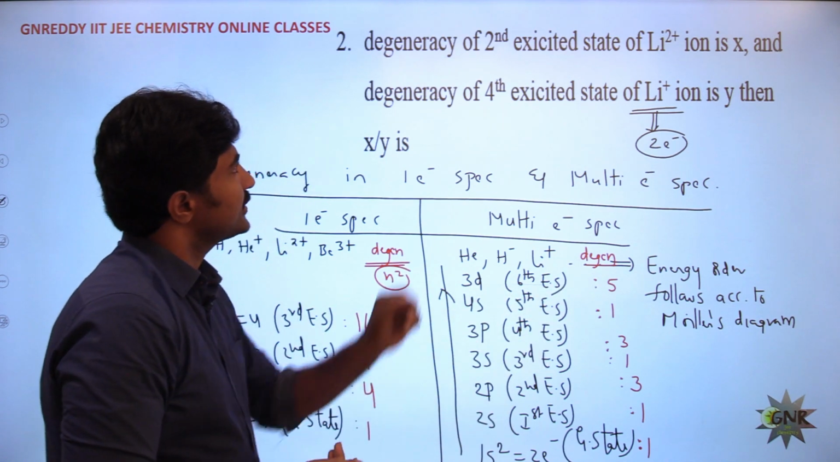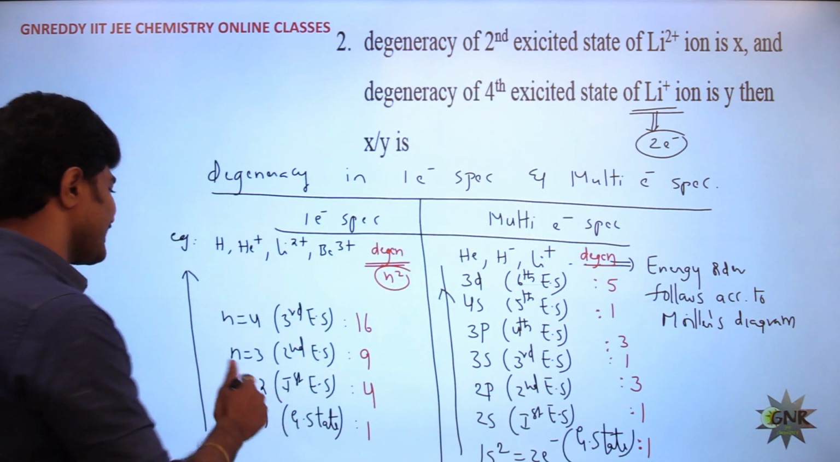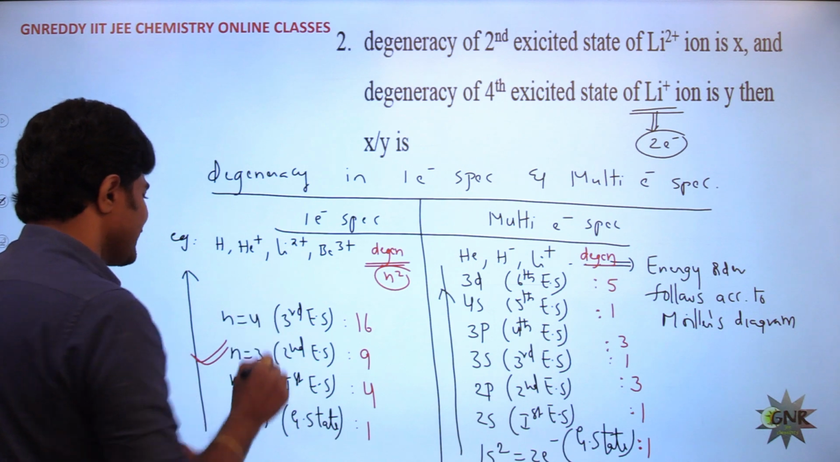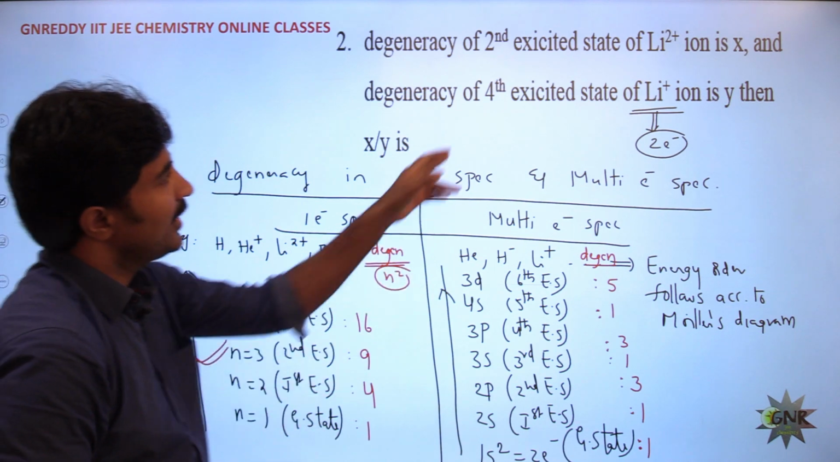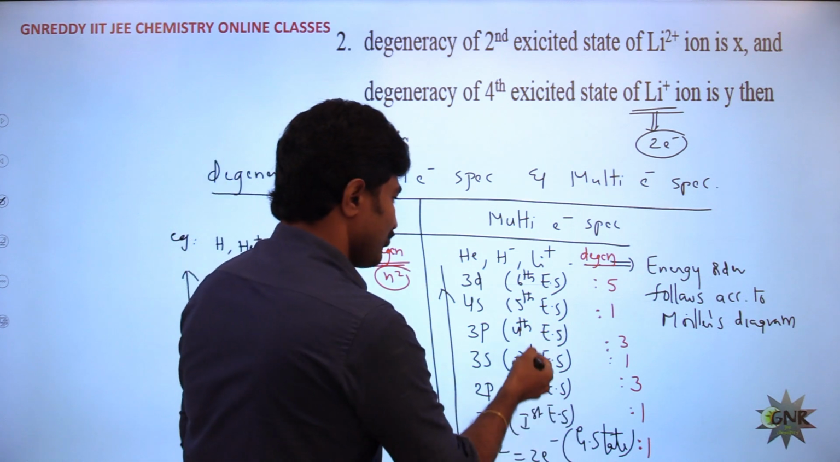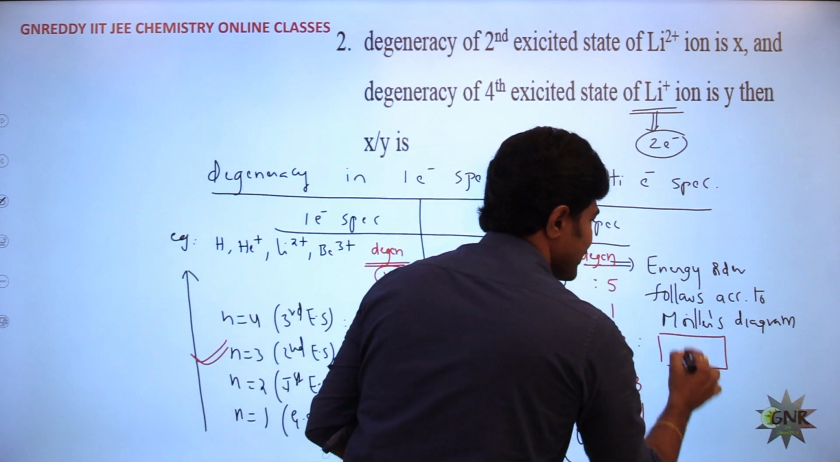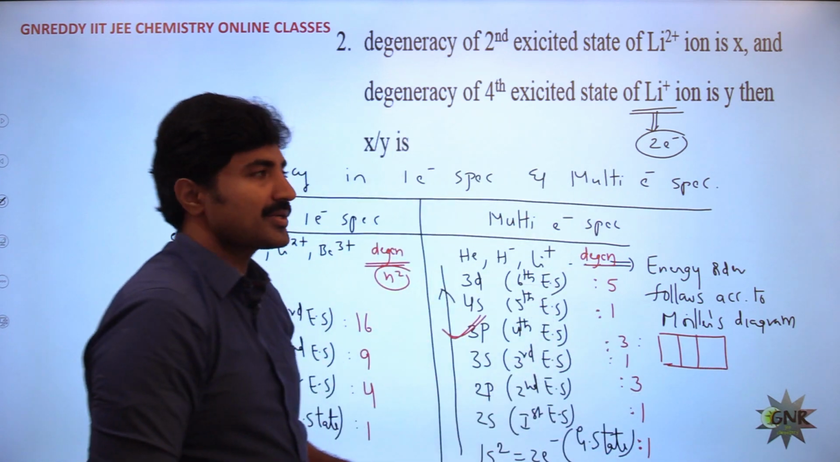Now our question is the second excited state of Li2 plus ion. What is the second excited state of Li2 plus ion? N is equal to 3 in a 1 electron species. And the fourth excited state of Li plus ion, that is the 3p. You know in 3p there are 3 orbitals, so the degeneracy is 3.